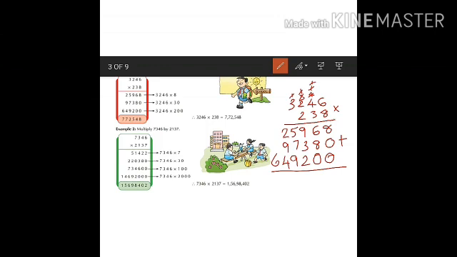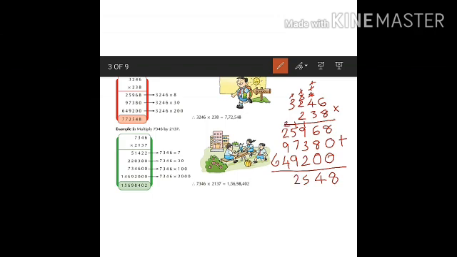We know that multiplication is continuous addition. So let us add. Here we will get 8. 6 plus 8, 14. Put the carry. 9 plus 1, 10. Plus 3, 13. Plus 2, 15. 5 and 1 will be here. 5 plus 1, 6. Plus 7, 13. Plus 9, 22. Write the 2 here and put the 2 here.